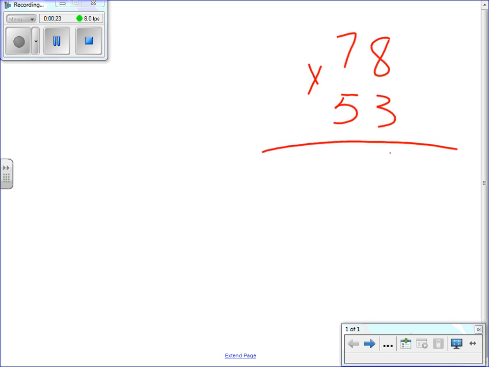8 times 3 is 24. I carry my 2. 3 times 7 is 21 plus 2 is 23. I use a 0 placeholder. And I go to my tens place.